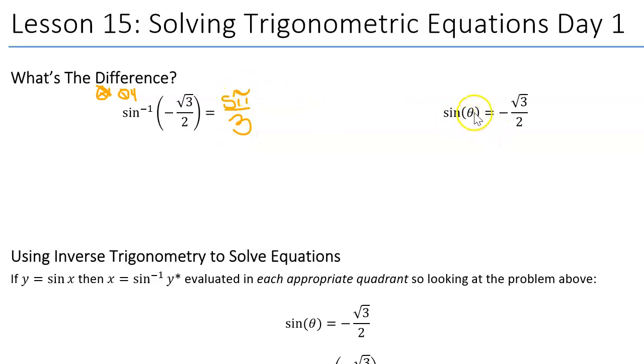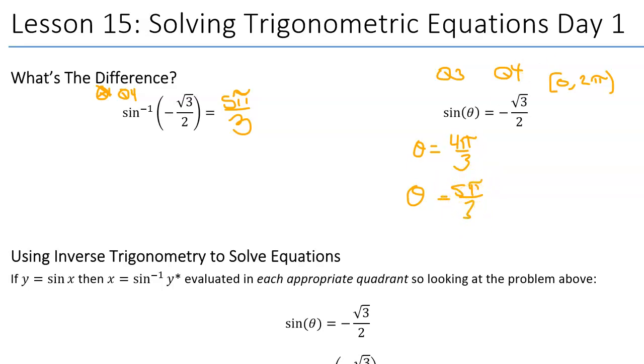Well, let's compare that with sine theta is equal to negative rad 3 over 2. This is not an inverse function, which means it's not on a restricted domain. That means our answer is every angle on the unit circle and beyond that equals negative rad 3 over 2. That leaves us with answers in both quadrant 3 and quadrant 4. So when we answer a question like this, if our domain is restricted, say 0 to 2 pi, then our answers would be 4 pi thirds for quadrant 3 and 5 pi thirds in quadrant 4.